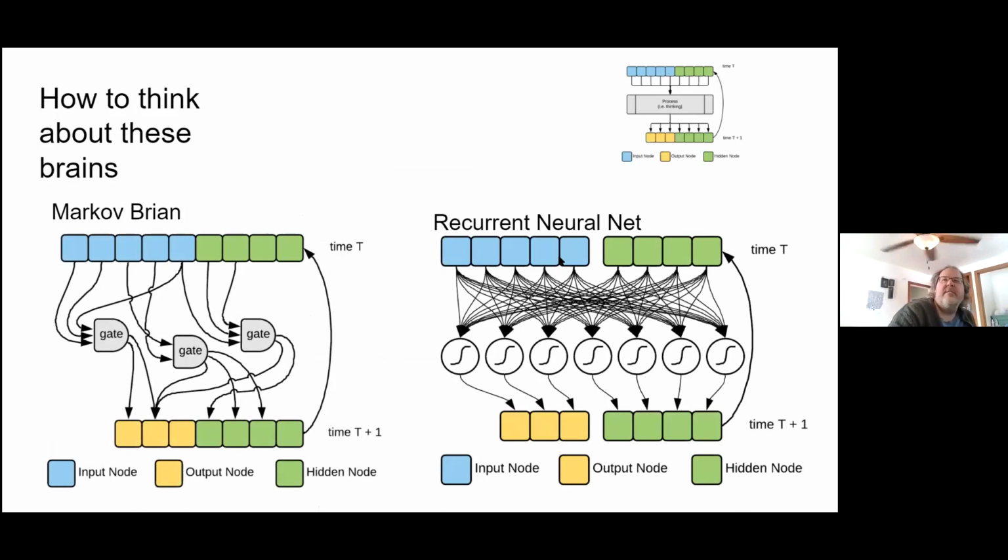So if we look at this, this is the same structure right here. The inputs and hidden. Here are the outputs and hidden. And this is a Markov brain. So its process, its thinking is these parallel executed gates. Here's a recurrent neural net, and its thinking is these sigmoid gates. It's fully connected, and the data flows through these sigmoid gates.